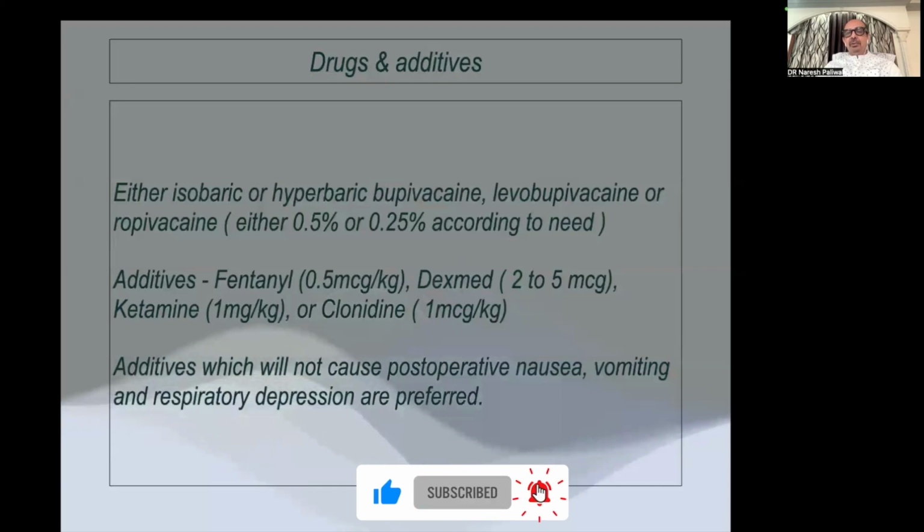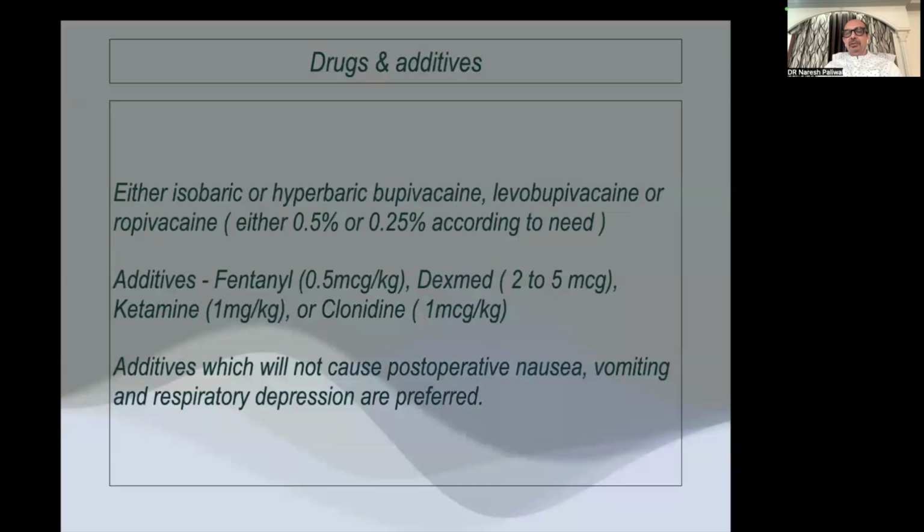So fentanyl for short duration surgeries in the dose range of 0.5 mcg per kg. Dexmed is a very good additive. Off-label, it is very useful to prolong the duration of analgesia and spinal anesthesia. Dexmed in the range of 2 to 5 mcg can be used. Ketamine is usually not available in the preservative-free form. Clonidine is a very good additive. 1 mcg per kg you can use when you don't have Dexmed.